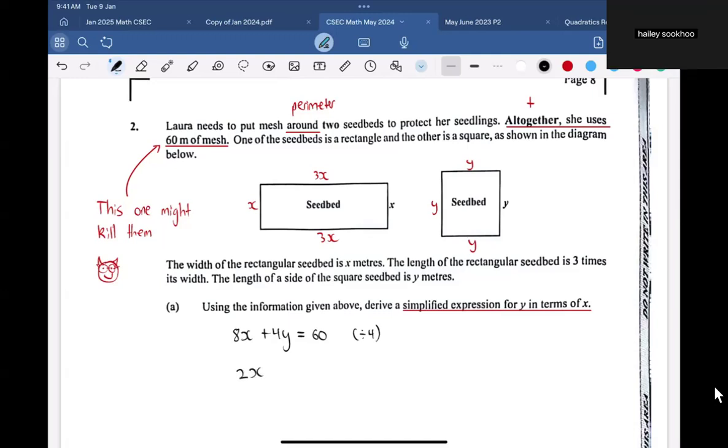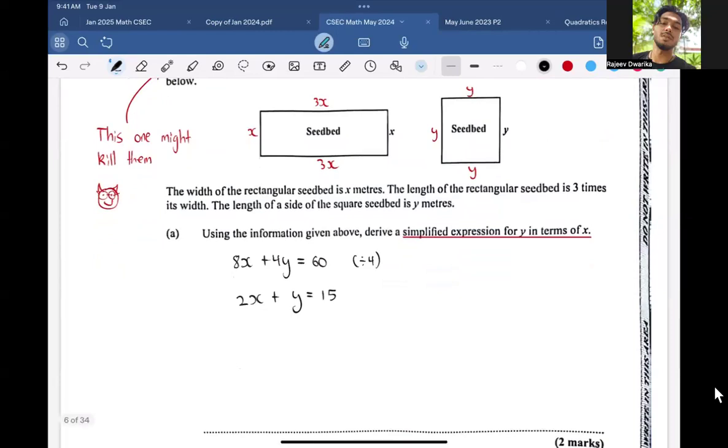2x plus y equals 15. Nicholas, this is looking good. All right. And so, Kelly, what is the next step? What will you do next?